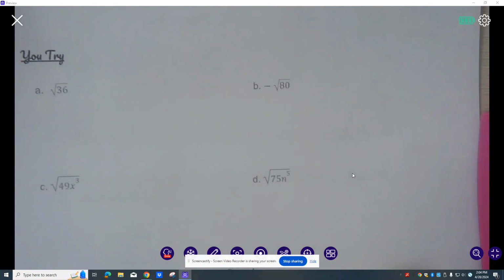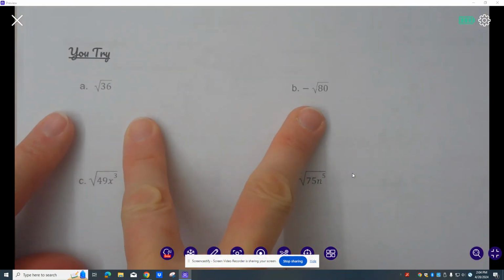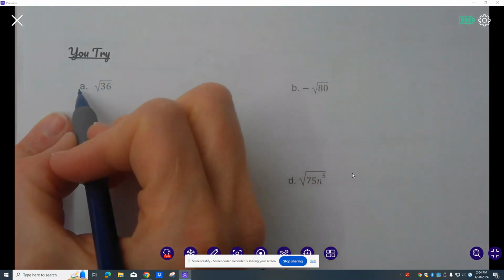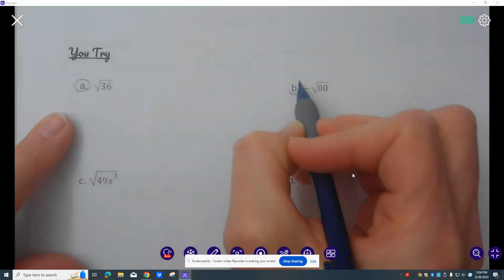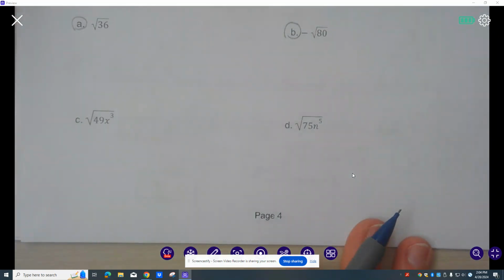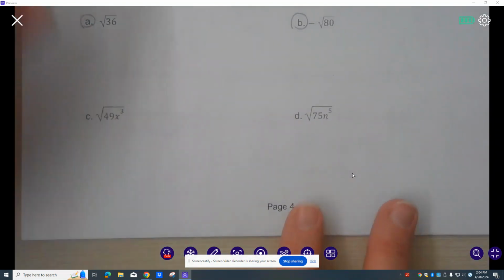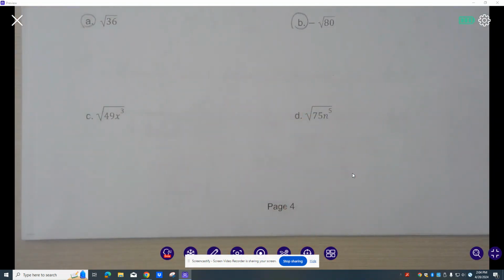What I'm going to have you do now is go to page 4, and I want you to do these two your turns, A and B. So that's at the bottom of the next page. And then these examples we'll put in another video. But I want you to try those two your turns on the bottom of page 4. So pause the video and try those.